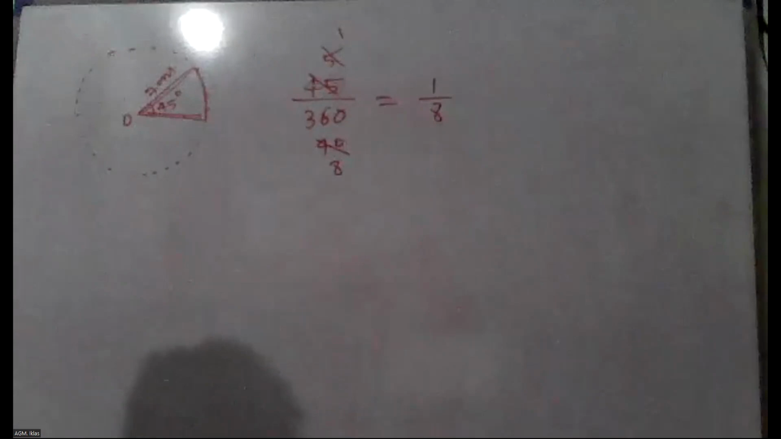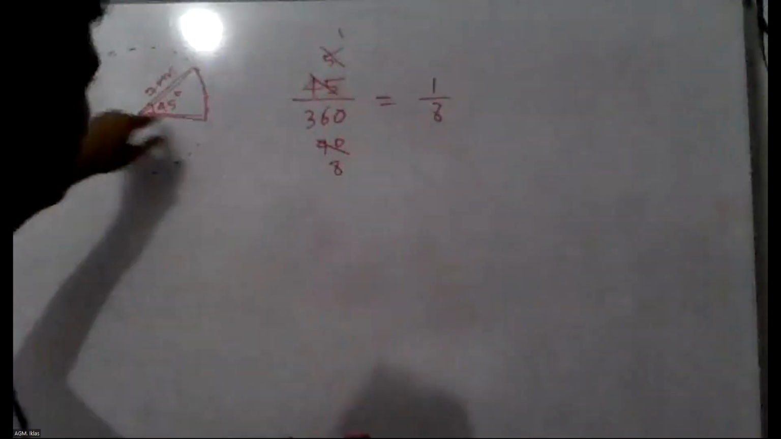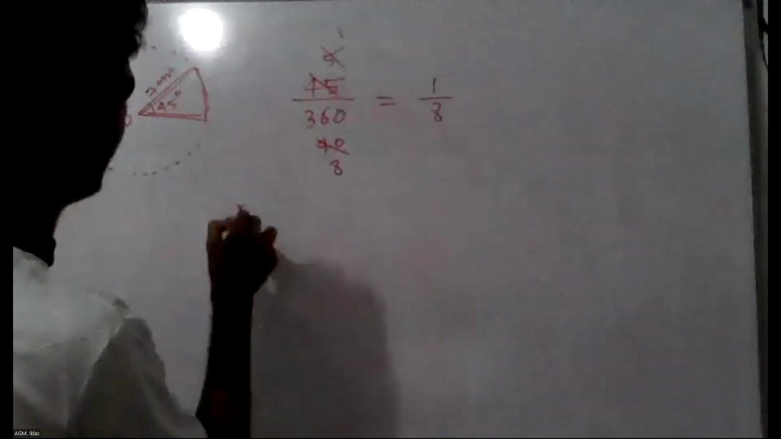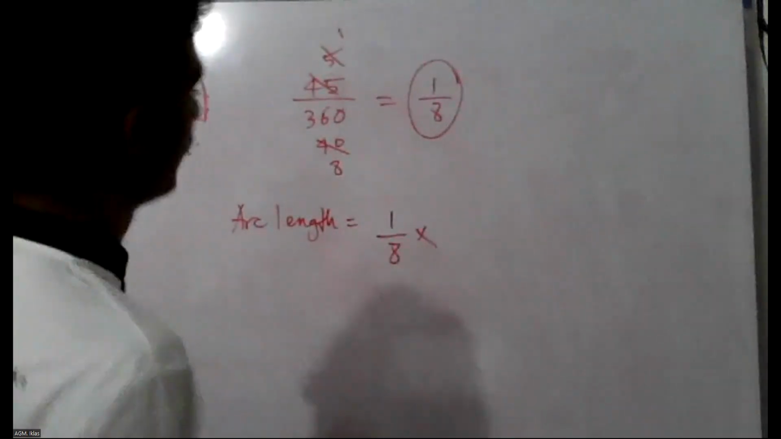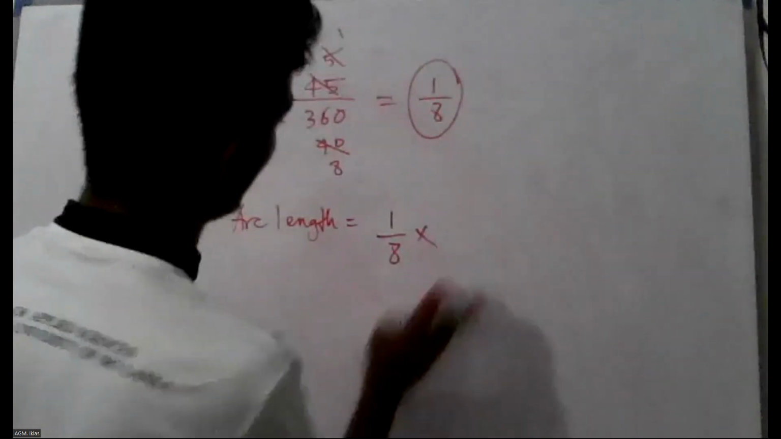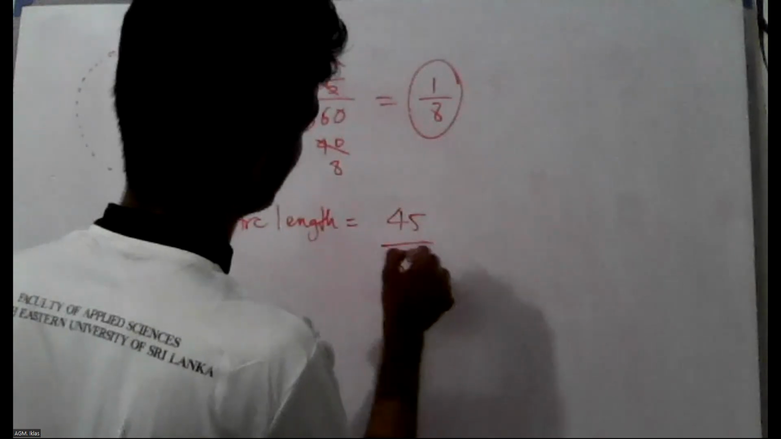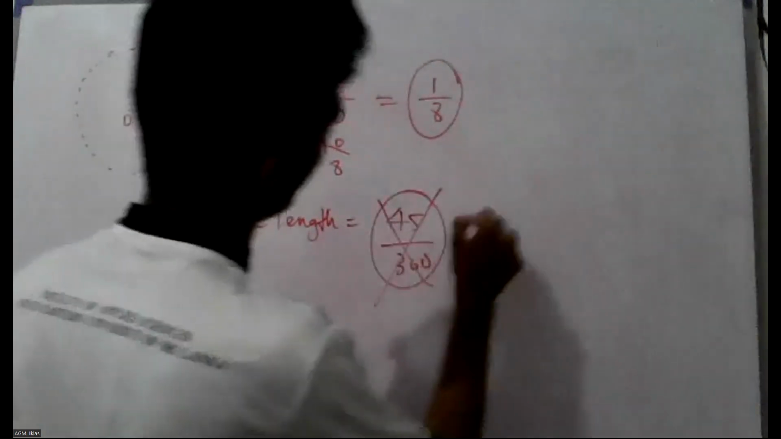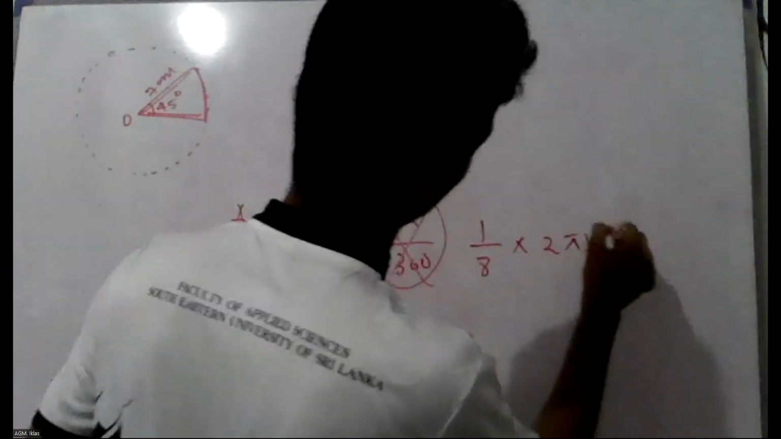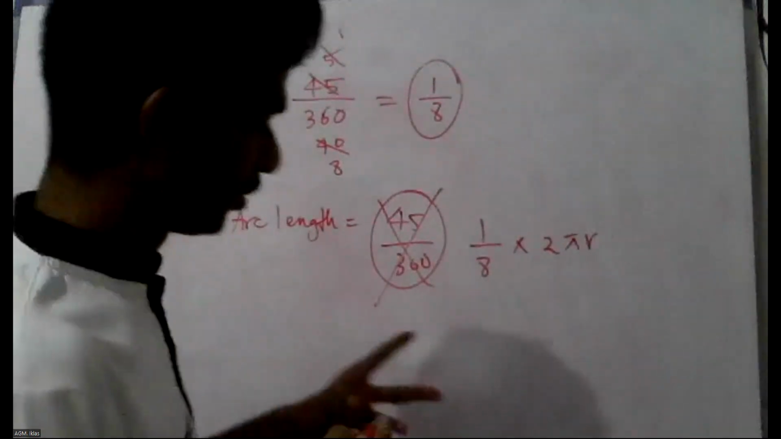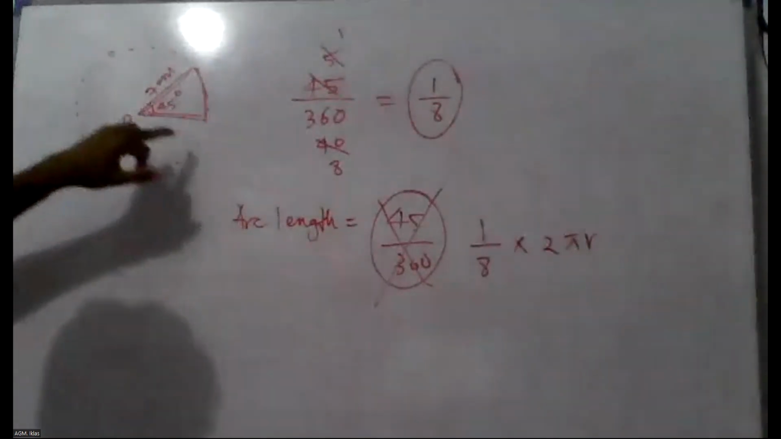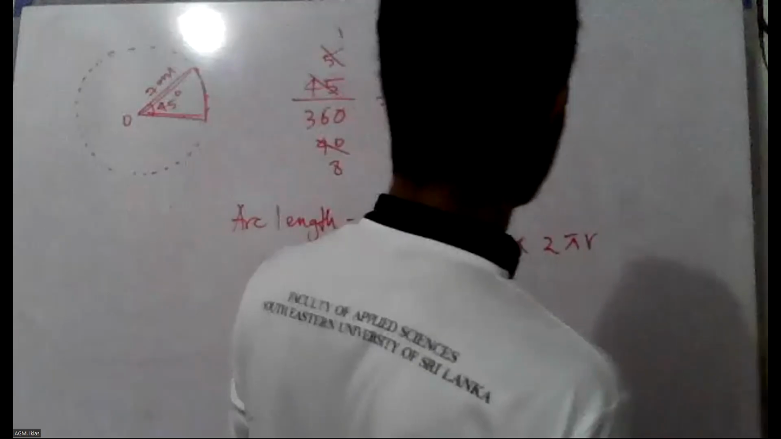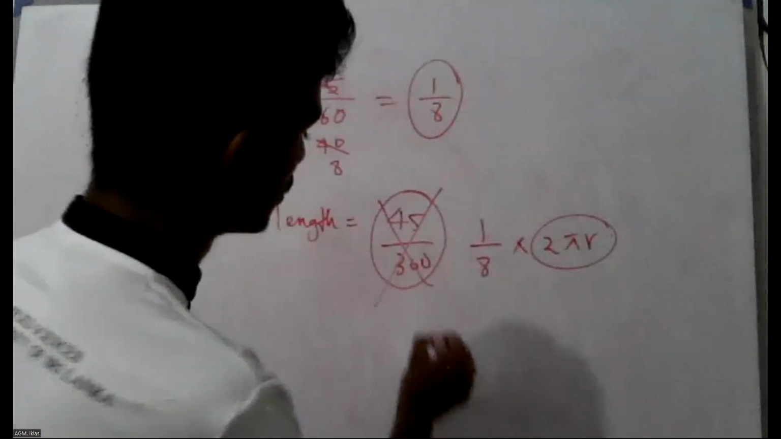And the second question says, find the arc length. They are not asking the perimeter of the sector, just the arc length. So arc length is equal to this fraction, 45 over 360, but I will simplify it as 1 by 8, into 2 pi r. I have been given the radius, that's why I use this equation. Definitely you will be given the radius, because a sector is formed by 2 radii. So they will not give the diameter. So you can directly use this equation.